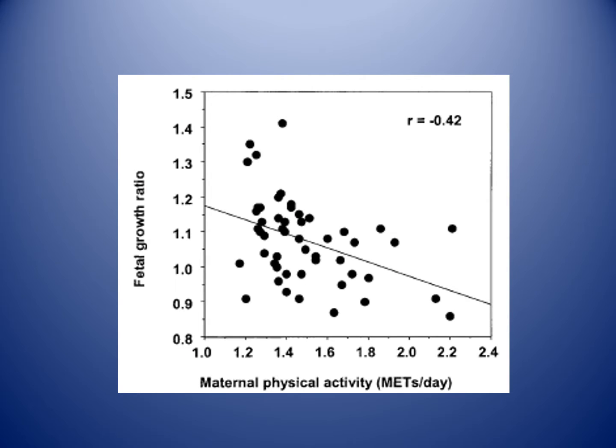And then you see this is basically the similar data. On the x-axis is physical activity. It's in METs. Don't worry about what that means. Just know that further to the right means more physical activity. And then the fetal growth ratio, remember 1 is the baby was exactly the size it was expected to be. Above 1 was a little bit bigger than expected. Below 1 is smaller than expected. So what this is showing is that women who were more active had smaller babies.